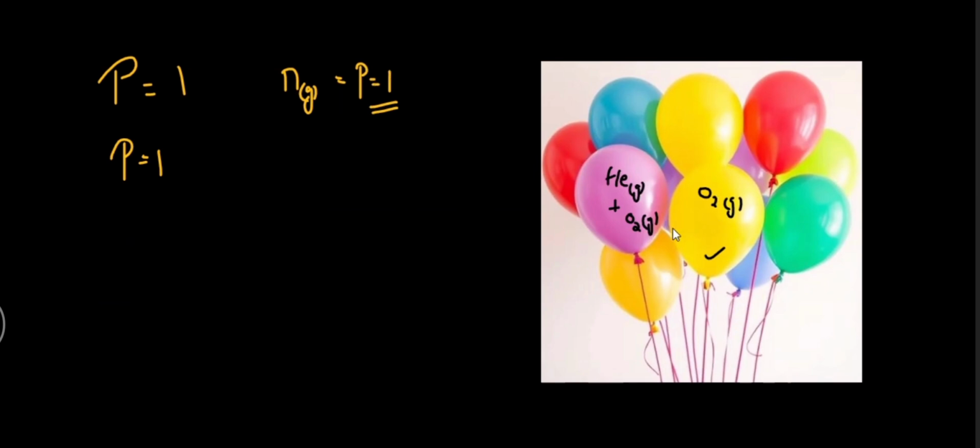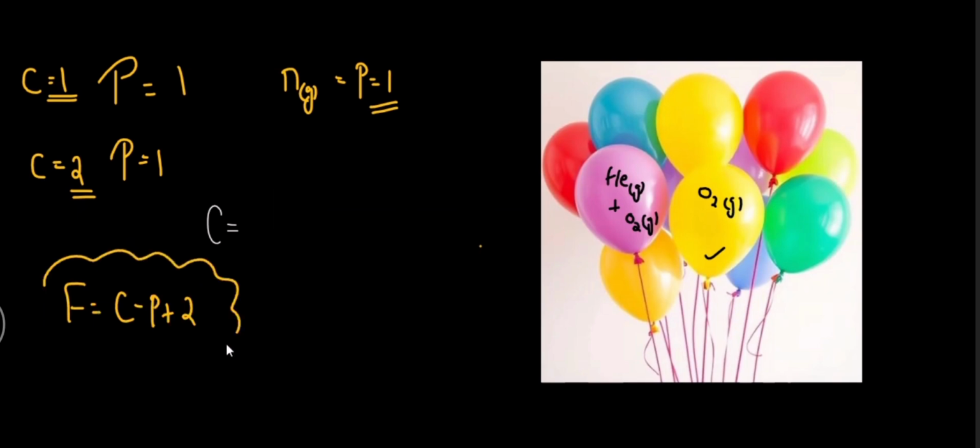So in the yellow colored balloon and in the purple colored balloon, in both the cases, the number of phases would be 1. But the number of components would be different in both the cases. In the first case, in the yellow colored balloon, you can see that only oxygen is being filled. So only O2 is present. So the number of components is 1. In the purple colored balloon, helium gas as well as oxygen gas, both are present. So the number of components would be 2. So if you have to calculate the degree of freedom, now you know F is equal to C minus P plus 2. Remember that degree of freedom is also known as variance. So in this way, you can calculate degree of freedom, number of phases, and number of components.